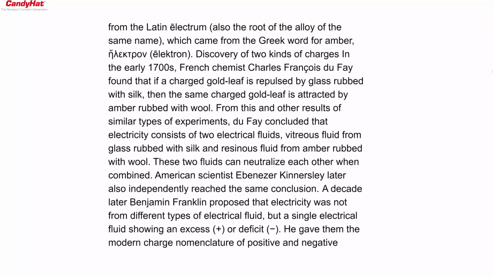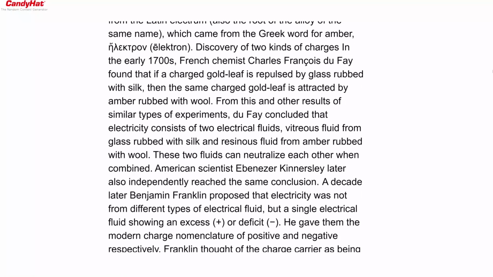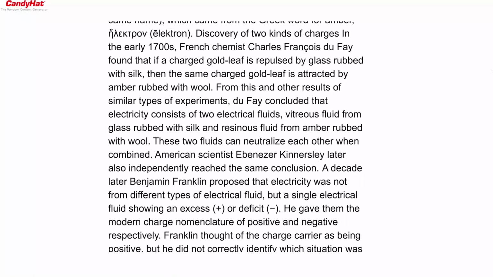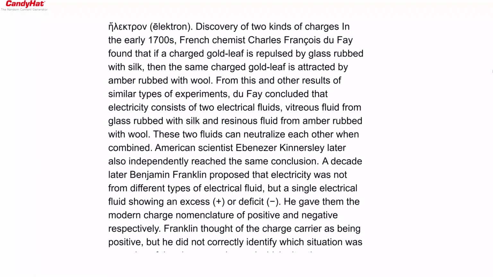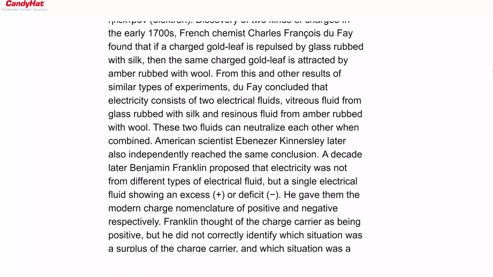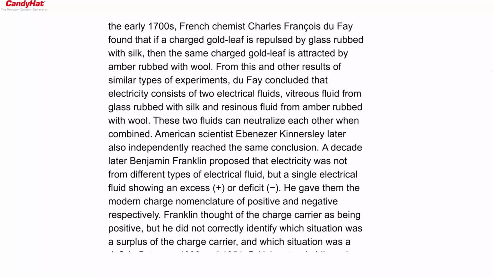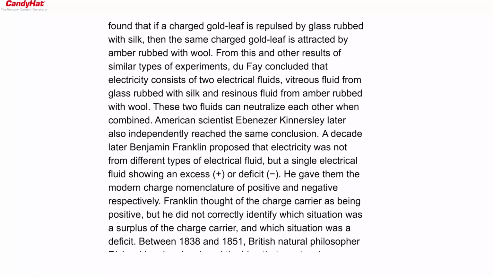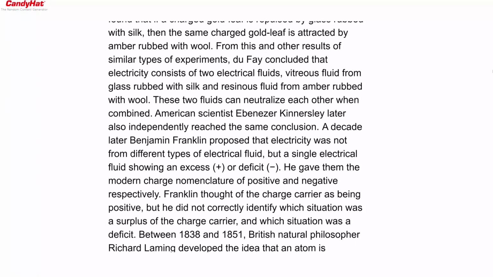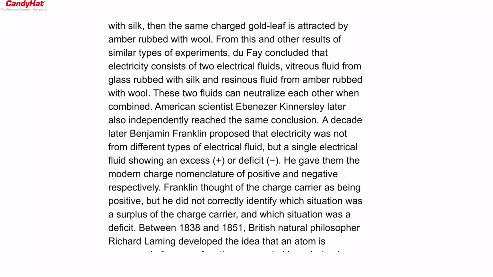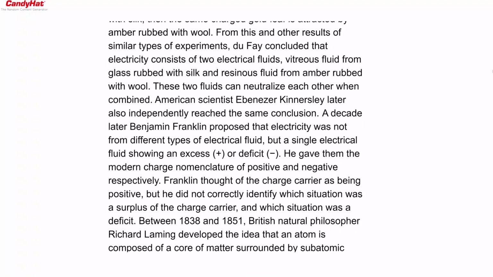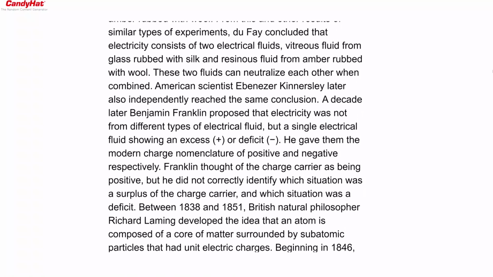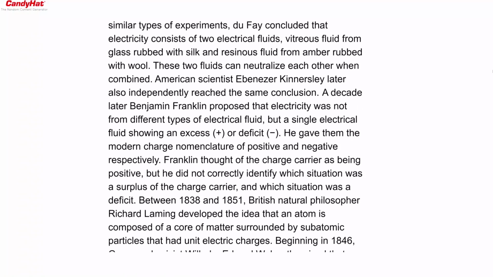A decade later, Benjamin Franklin proposed that electricity was not from different types of electrical fluid, but a single electrical fluid showing an excess, plus, or deficit, minus. He gave them the modern charge nomenclature positive and negative, respectively. Franklin thought of the charge carrier as being positive, but he did not correctly identify which situation was a surplus of the charge carrier, and which situation was a deficit.